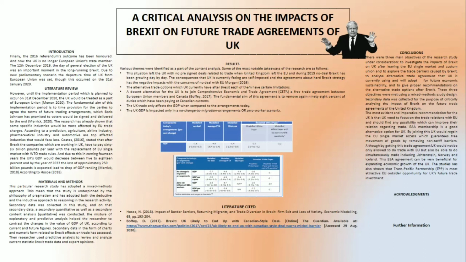There are some limitations of Brexit in trading. There was an agreement between the European countries and Canada where their fundamental aim is to remove 98% of duties which are paid on Canadian customs. The UK trade only affects GDP when compared to arrangements today. The UK GDP is impacted only with no change to migration arrangements. Here are some of the graphs which will show the changes in the GDP chart in the migration arrangements.